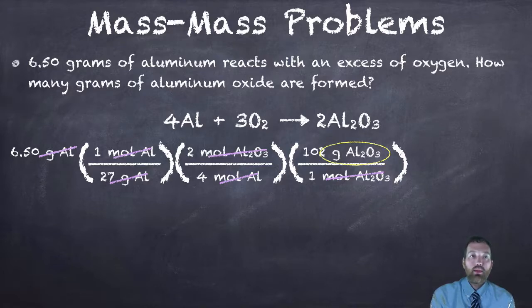Remember, when we're doing math like this, we multiply by everything on the top and divide by everything on the bottom. I like to go left to right, and of course we can skip the ones because it won't change our answer. So in my calculator, I will press 6.50 divided by 27 times 2 divided by 4 times 102, enter, and that would be 12.3 grams of aluminum oxide.